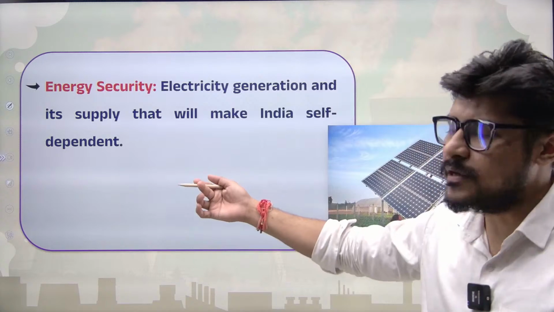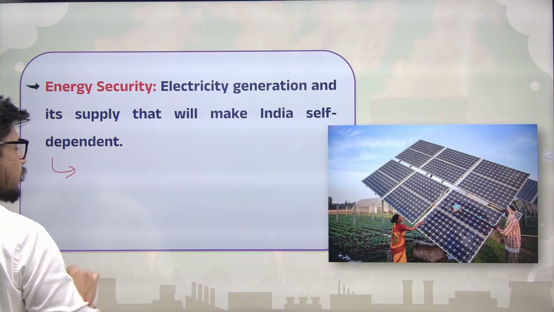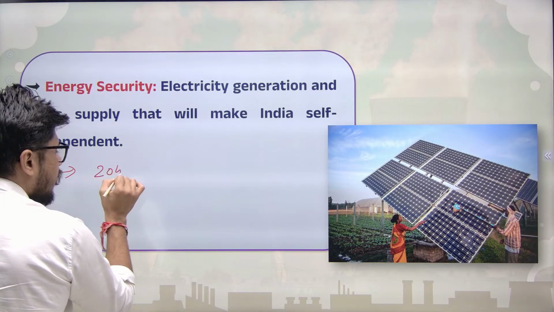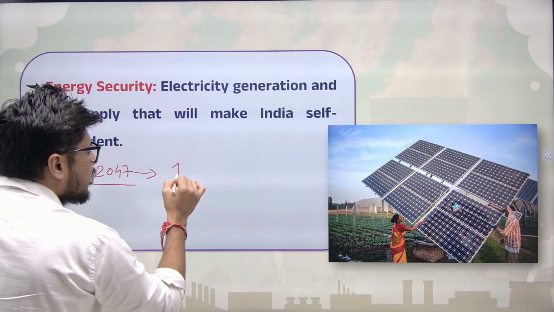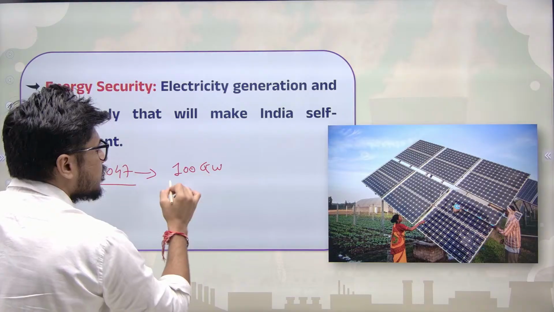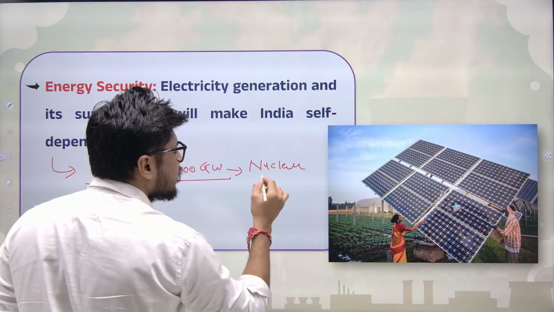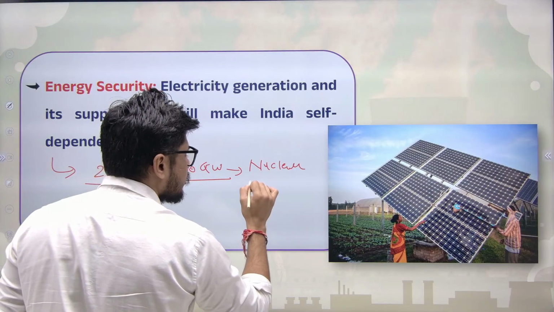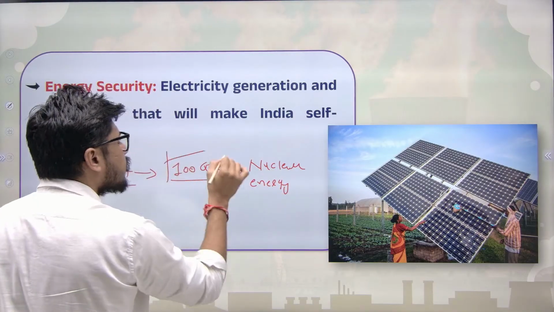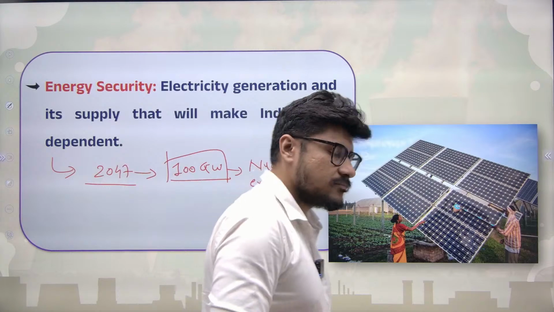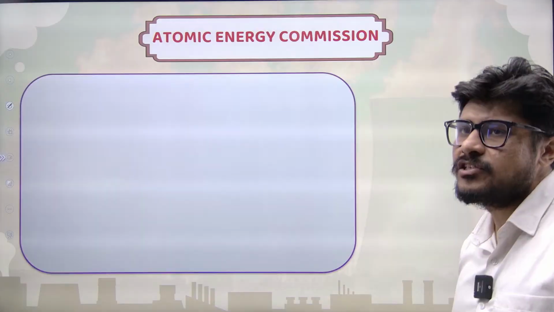Energy security, obviously one of the most important aspects of our nuclear program. Recently, the government has said that by 2047, India has targeted 100 gigawatt capacity from nuclear energy. Our nuclear production capacity would be 100 gigawatt. We'll produce 100 gigawatt of electricity from nuclear energy. That's our goal. Energy sufficiency.